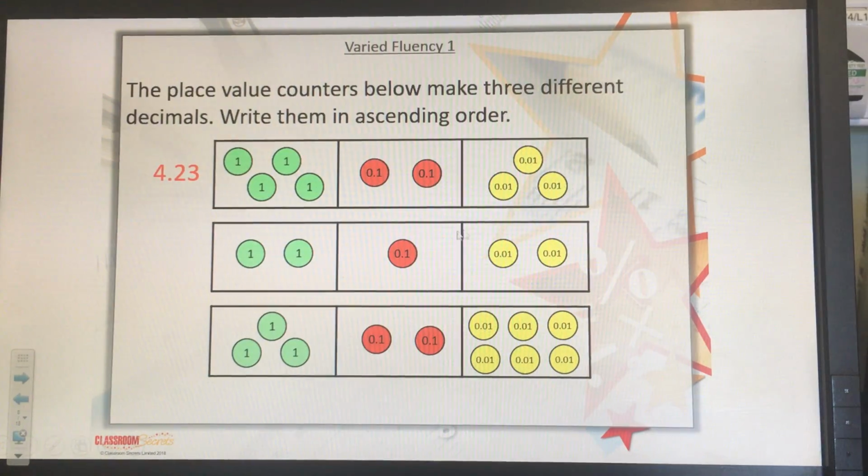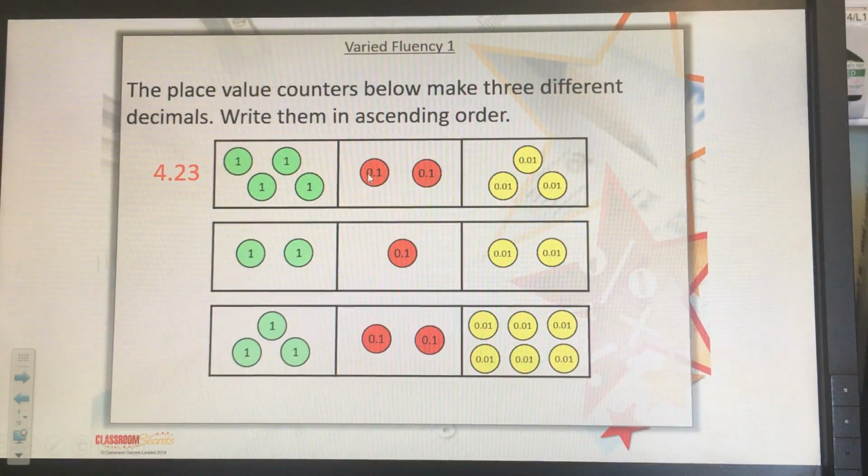Have a go at working out what these numbers are and then putting them in ascending order. Ascending means going from smallest to largest. Okay, pause the video now to have a go at that.